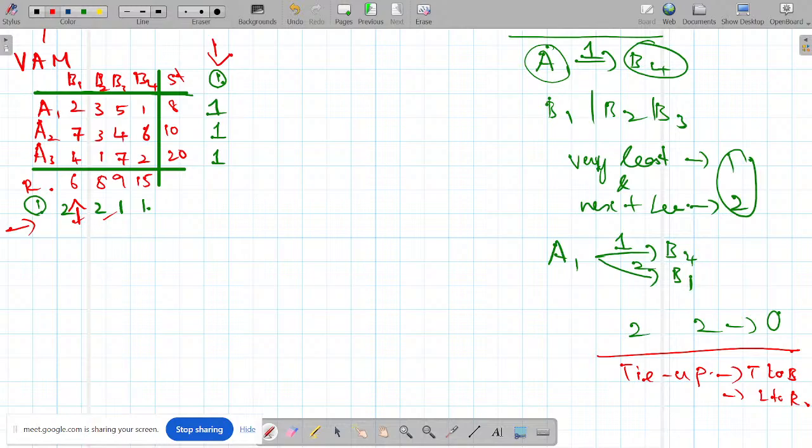So if I consider this one, which means what? We are focusing on B1. Please try to understand the logic. We are focusing not on the depot, we are focusing on the unit.